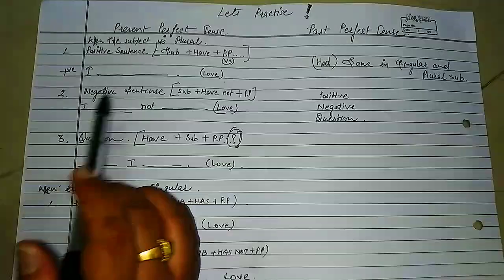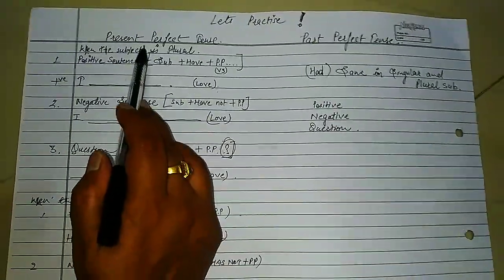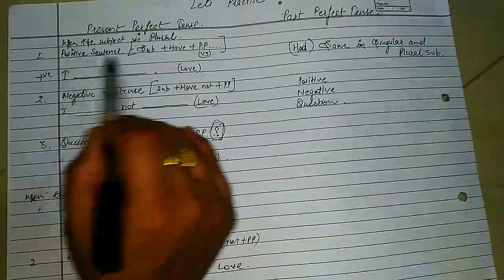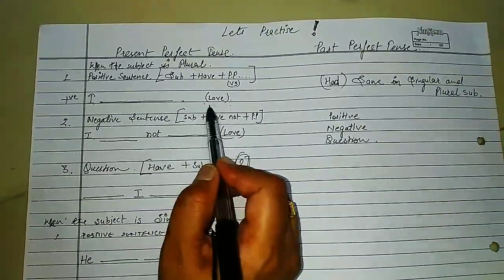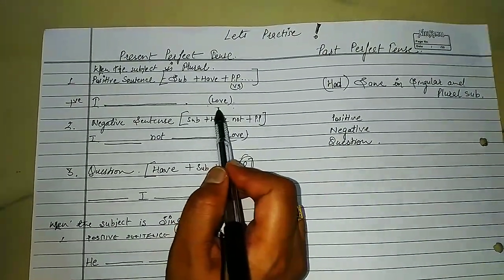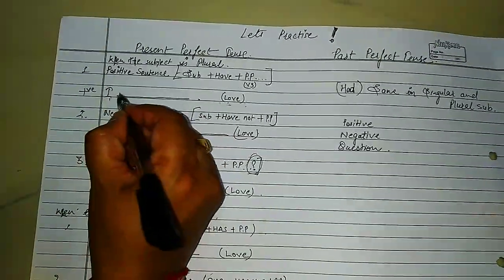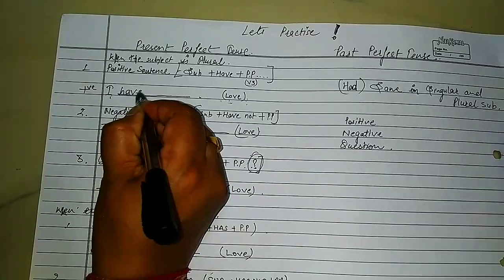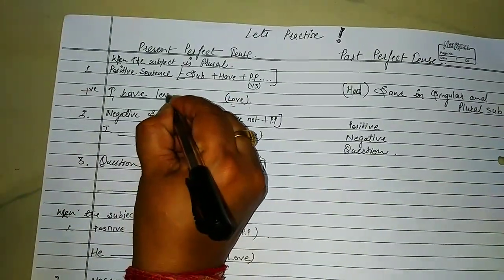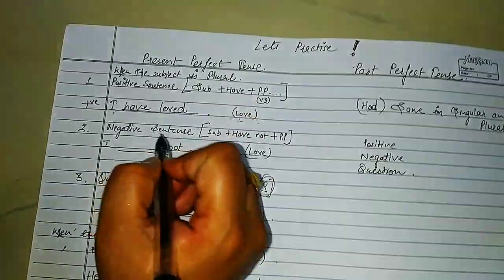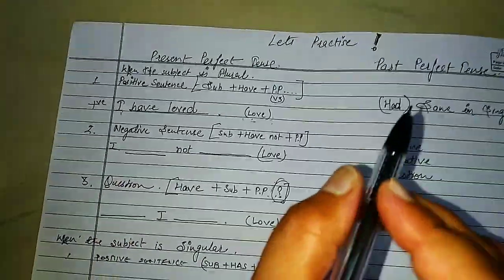So when we have to make a present perfect tense and the subject is I, and in a similar way we have given such a situation, love is the verb. So I have loved. It means I have loved. मैं प्यार कर चुका हूँ.